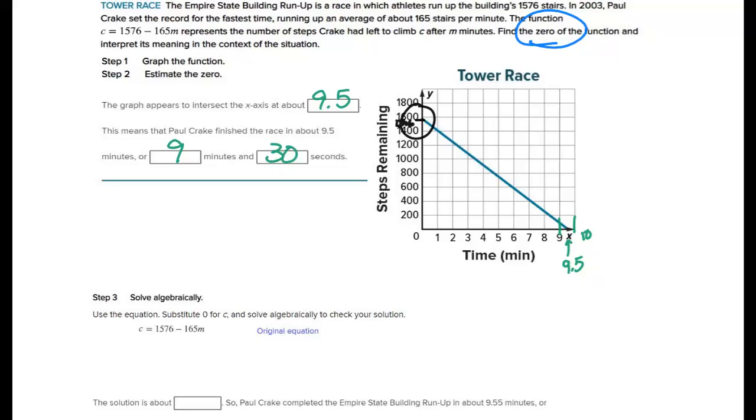30 seconds. Yes, because 1 minute is 60 seconds. And so half of that, if you divide by 2, is 30 seconds. That's how we got that.